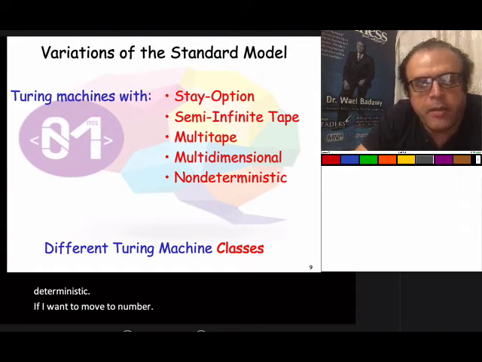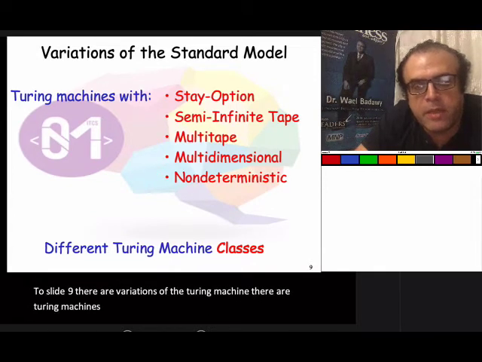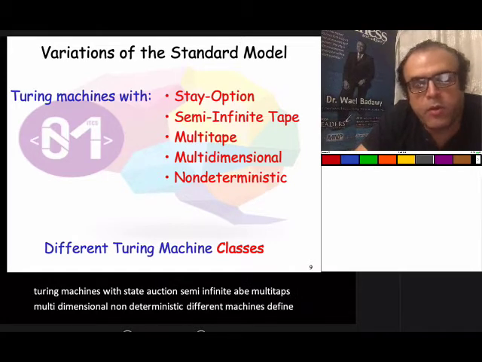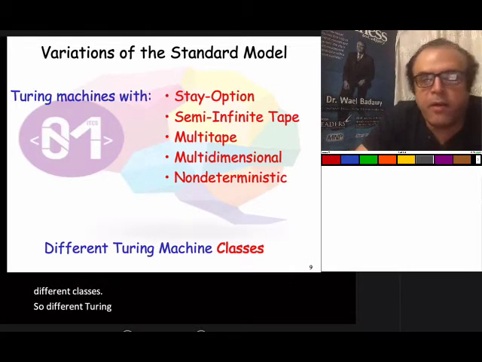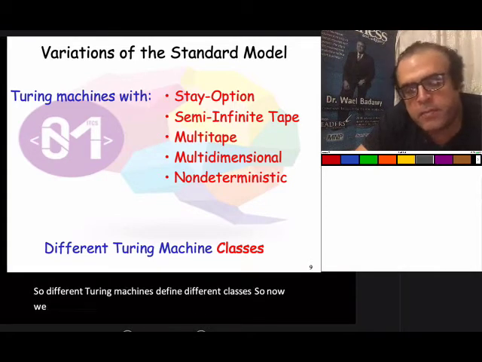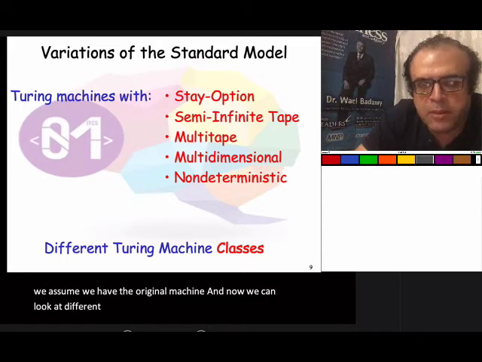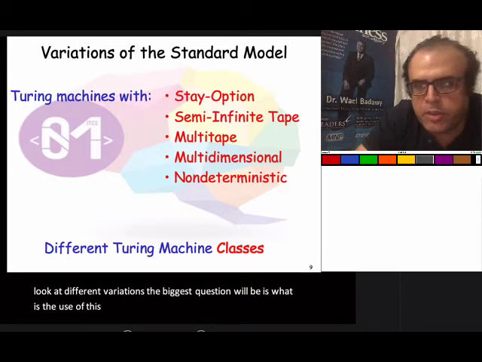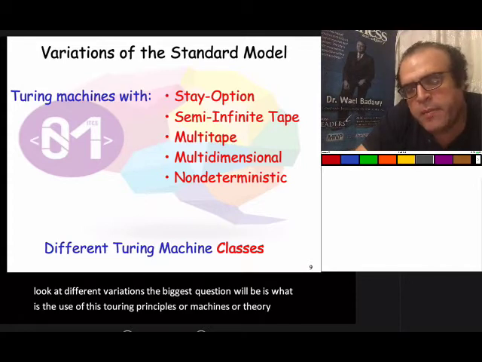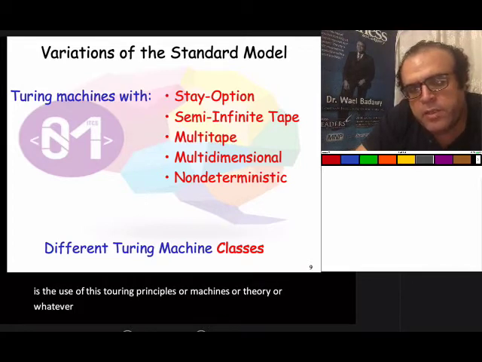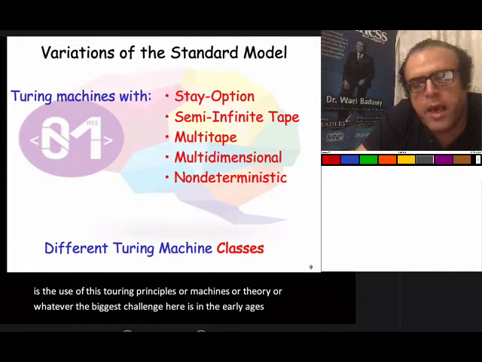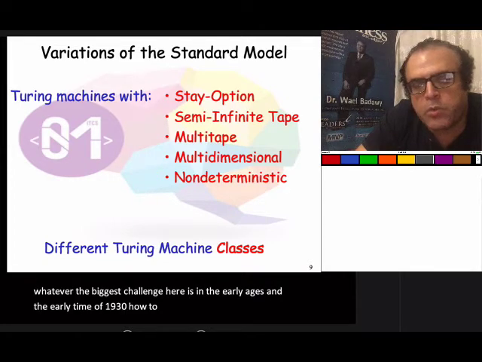If I move to slide 9, there are variations of the Turing machine. There are Turing machines with stay option, semi-infinite tape, multi-tapes, multidimensional, and non-deterministic. Different machines define different classes. So different Turing machines define different classes. Now we assume we have the original machine, and we can look at different variations. The biggest question is: what is the use of these Turing principles, machines, or theory? The biggest challenge in the early days, around 1930, was how to build an actual device which can do computation.